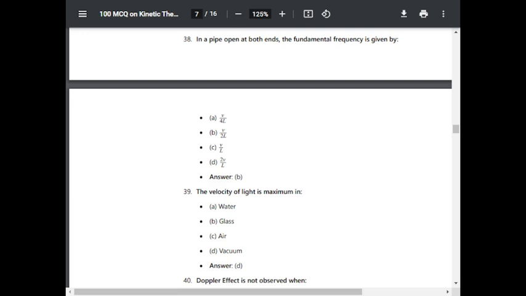Question number 39. The velocity of light is maximum in: option A, water; option B, glass; option C, air; option D, vacuum. The correct answer is D, vacuum. The velocity of light is maximum in vacuum.